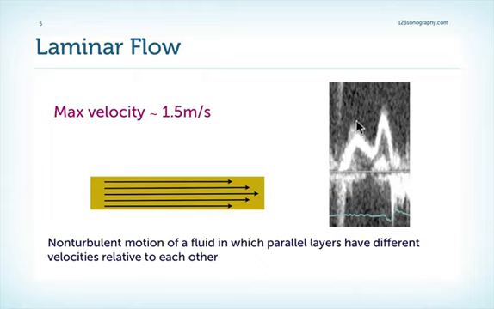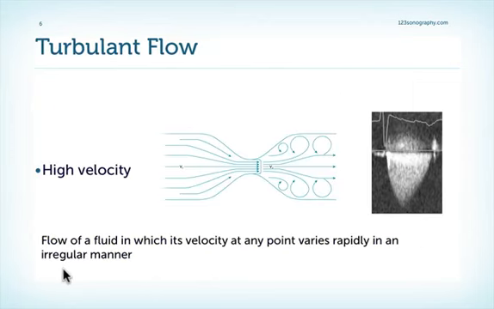The typical finding that we see in the Doppler spectrum is a flow profile where we have a very distinct outline of the curve. In contrast, turbulent flow is defined as flow of a fluid in which its velocity at any point varies rapidly in an irregular manner. This occurs if we have high velocities, for example in the setting of a stenosis, and there we have very many different velocities and thereby turbulent flow. Since we have very many different velocities, the inside of the curve in the Doppler spectrum is also fairly homogeneous.